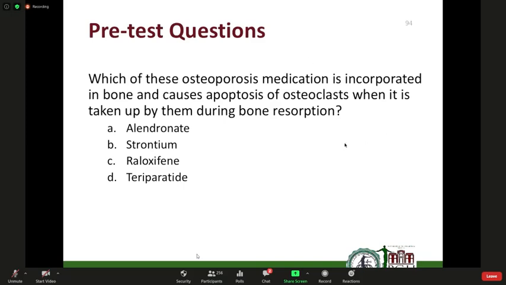Which of these medications is incorporated in bone and causes apoptosis of osteoclast when taken up during bone resorption? Is it A, alendronate, B, strontium, C, raloxifene, and D, teriparatide?